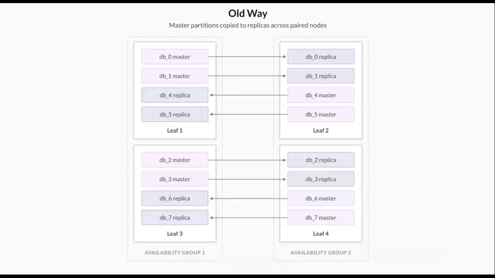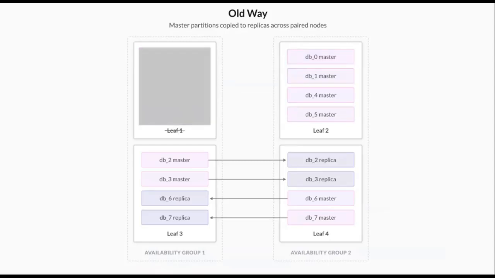In this scenario, if leaf 1 were to fail, the two partitions that had a master replica on leaf 1 would have to be promoted on leaf 2. Now, leaf 2 has four master replicas, and as a result, its workload has doubled.